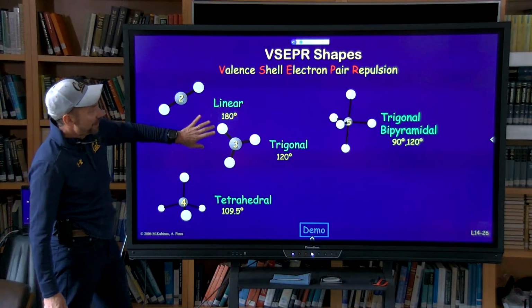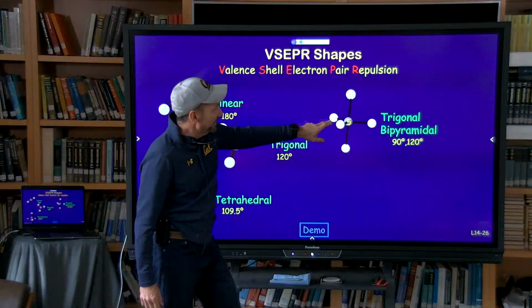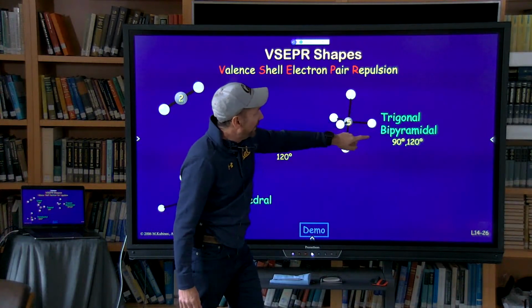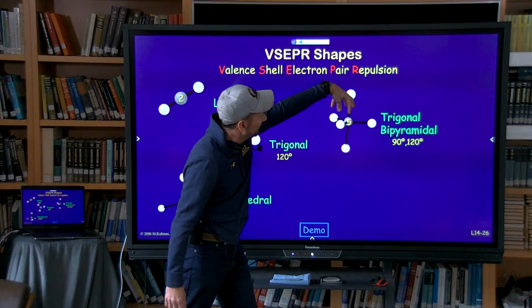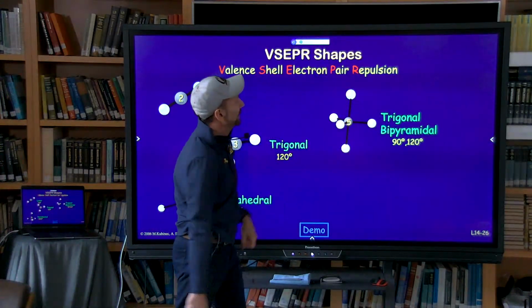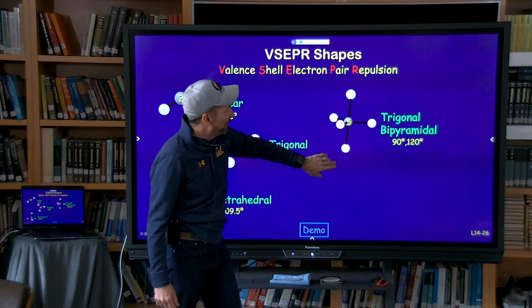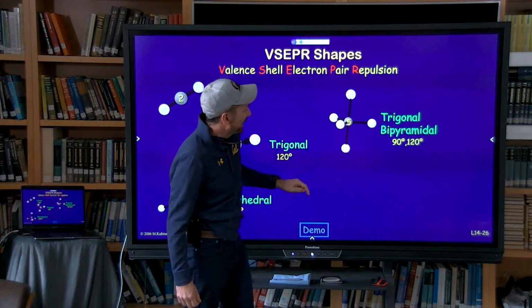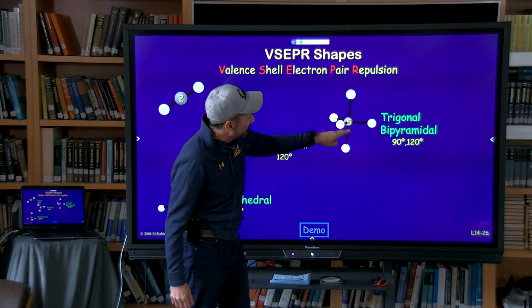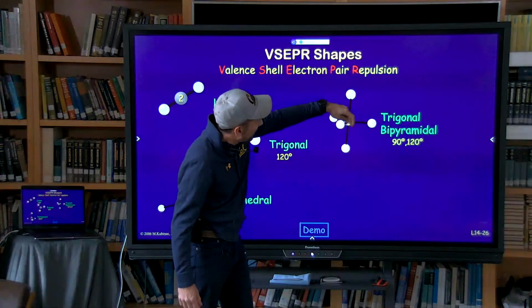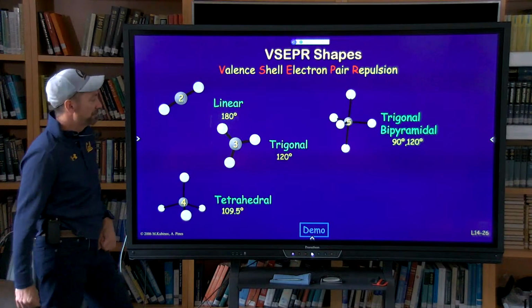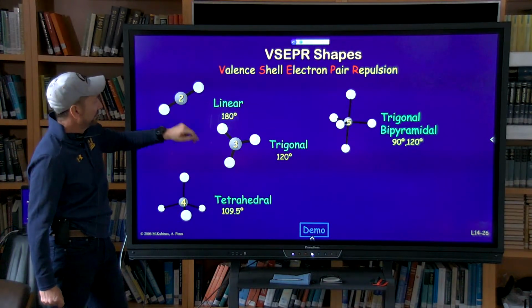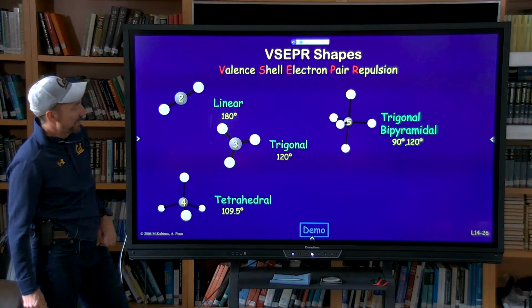And here is our 5 things. Now we arrange them in what we call trigonal bipyramidal. So 2 little pyramids, trigonal pyramids, attached: trigonal bipyramidal. Now there's 2 different bond angles. The bond angles here are 90, and the bond angles around the edge are 120. All these others just have 1 bond angle: 180, 120, 109.5.